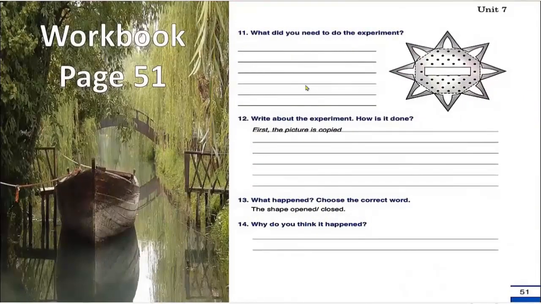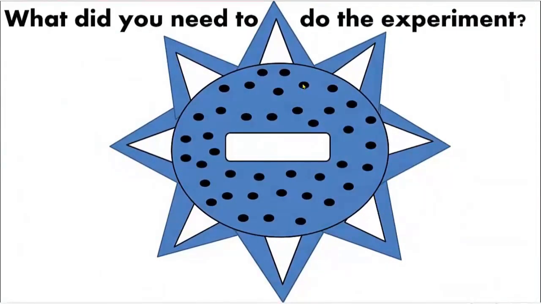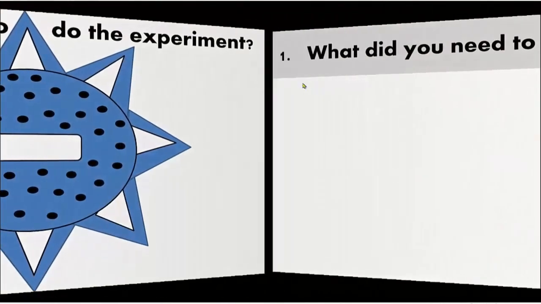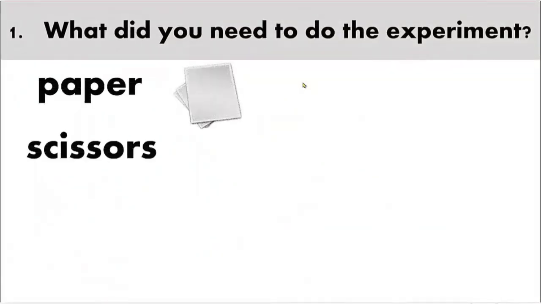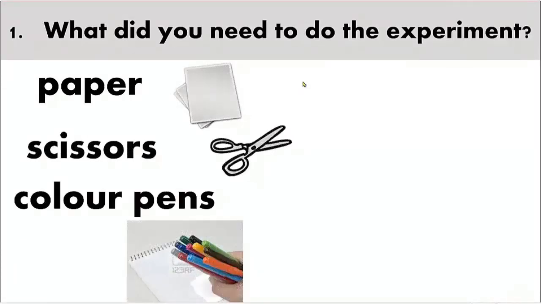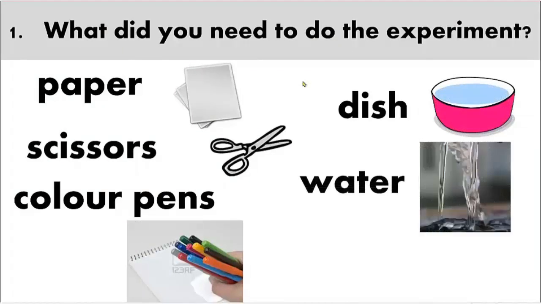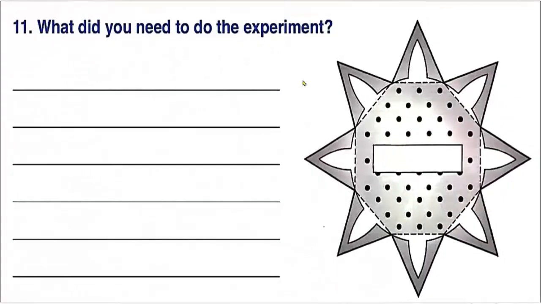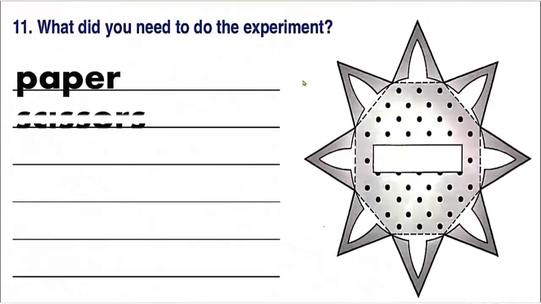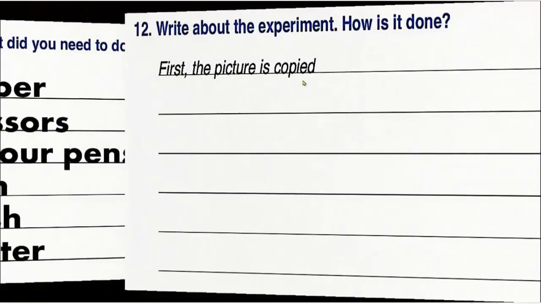Now let's go to page 51, exercise 11. What did you need to do the experiment? Paper, scissors, color pens, dish, water, pen. Okay. What did you need to do the experiment? Paper again, scissors, color pens, pen, dish, and water.